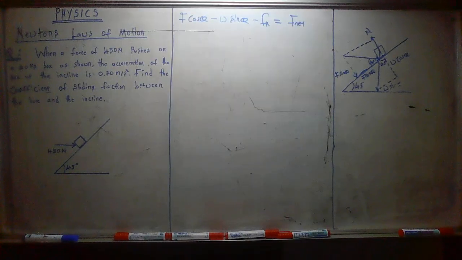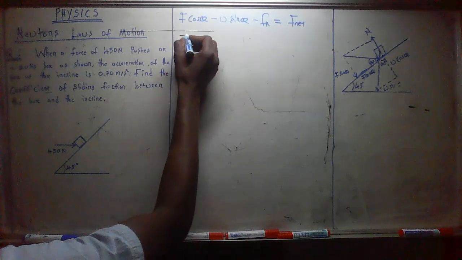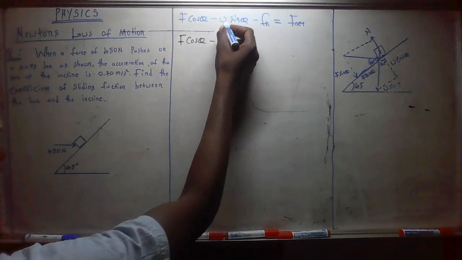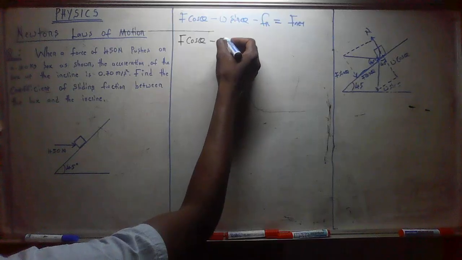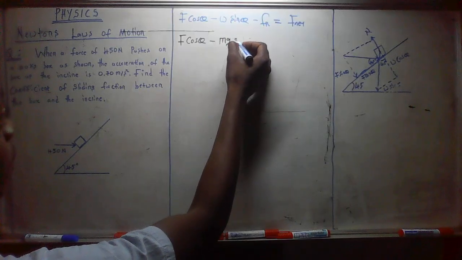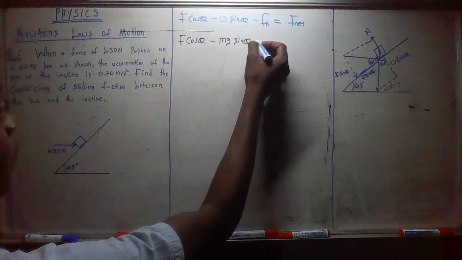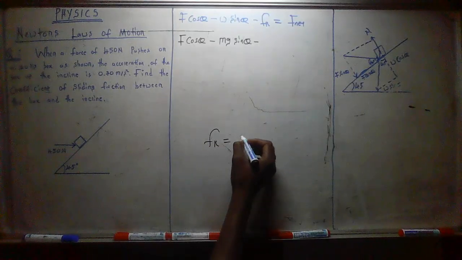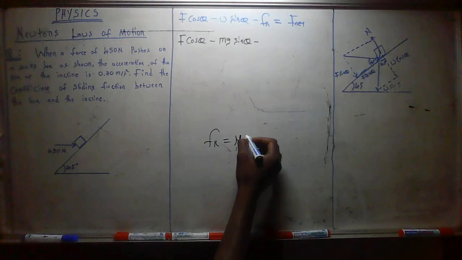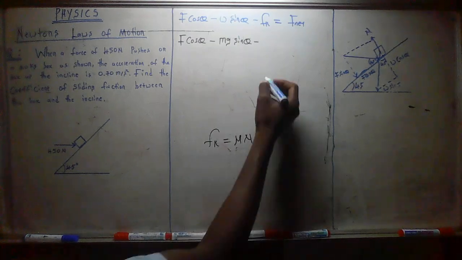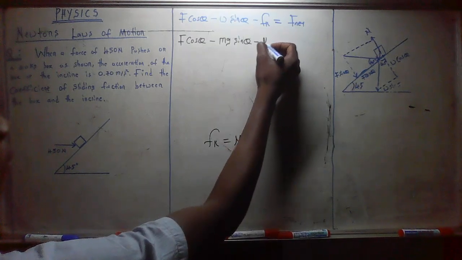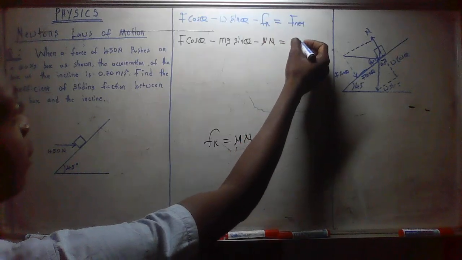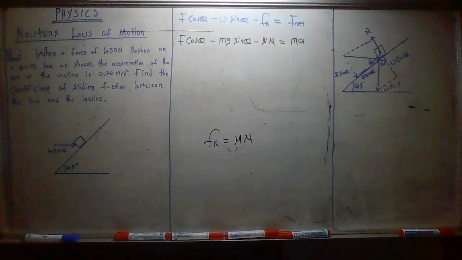Right, this is amazing. But we know that W is the same as mg, which is the weight, right? Sin theta. Friction force, how do we find friction force? Friction force is equal to the coefficient of friction multiplied by the normal force, right? So coefficient of friction multiplied by the normal force. The net force is given by ma.